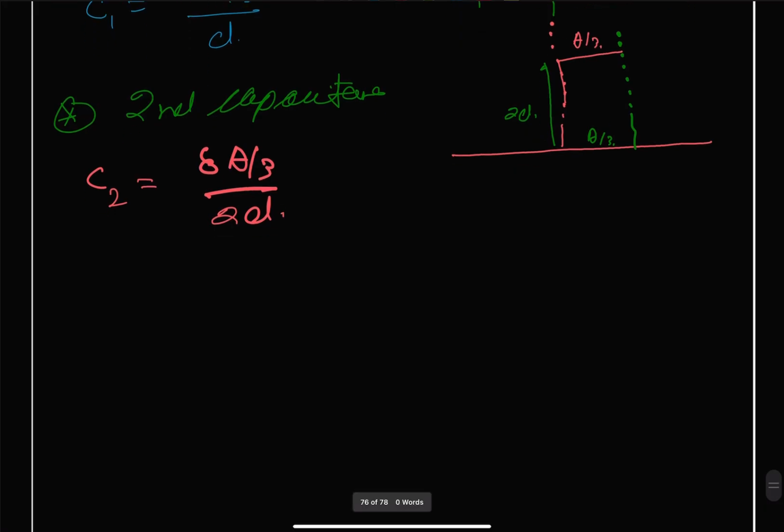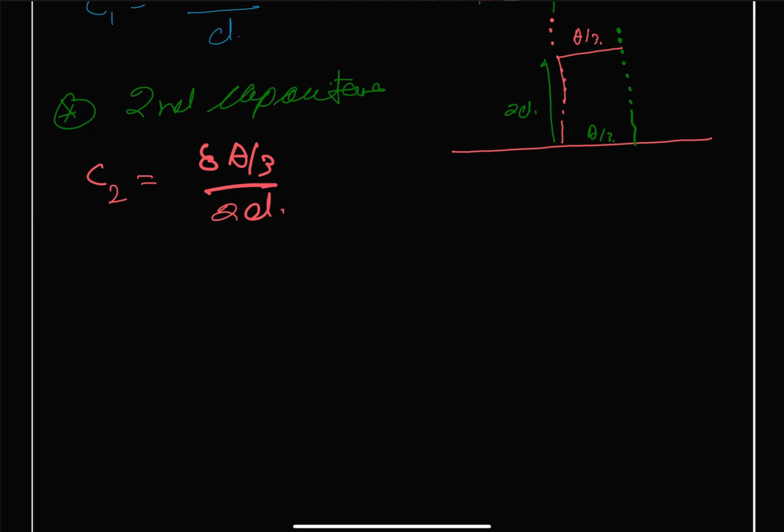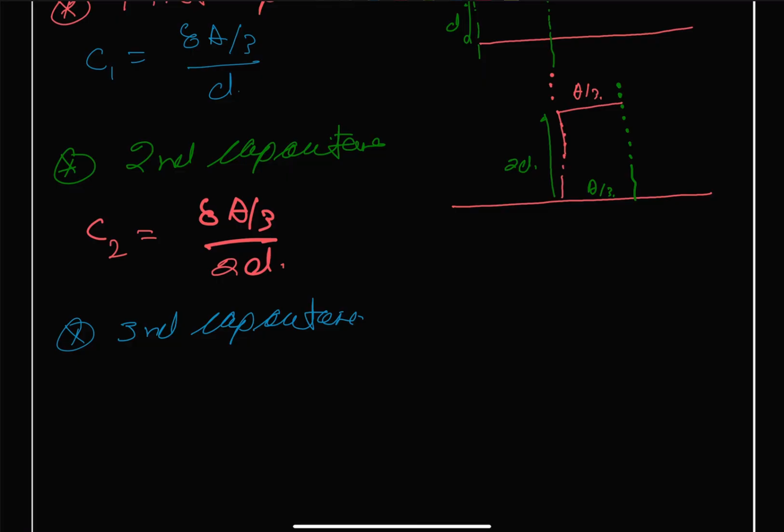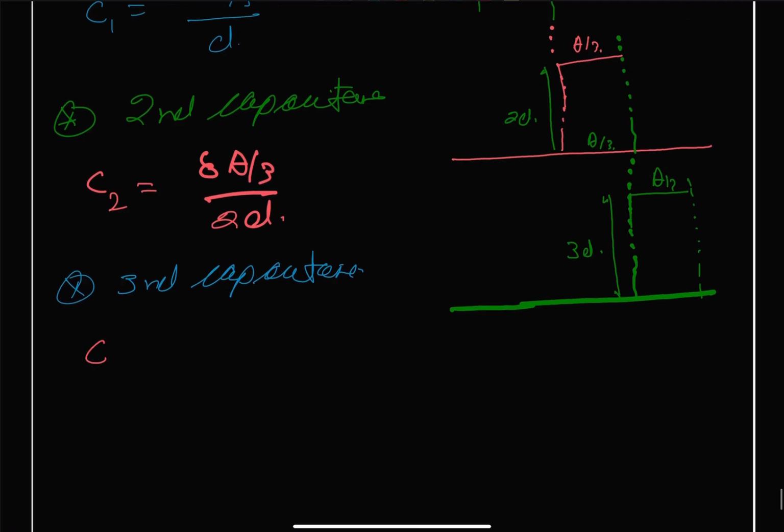And we come to the third capacitance. Here also, this will be the reference plate, and this is our third one. So the area will be A by 3, but the height will now be 3D. So we can say C3 will be equal to epsilon naught A by 3 divided by 3D. Net capacitance will be equal to C1 plus C2 plus C3.